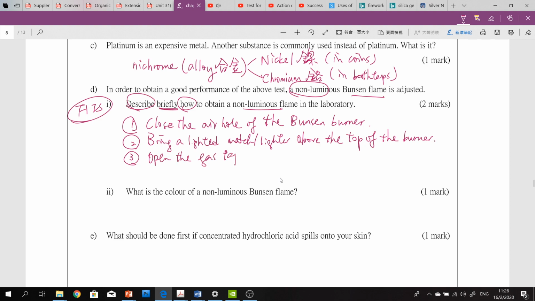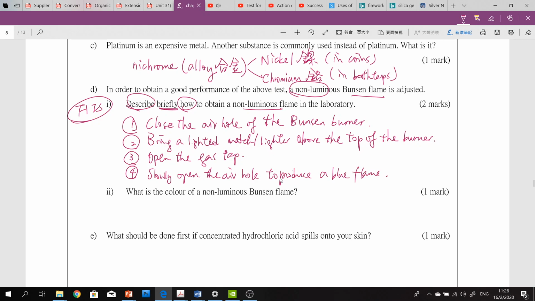Never open the gas tap before you do the other steps. And finally, you will produce a yellow flame, because the air hole is closed. Then later on, slowly open the air hole to produce a blue flame.